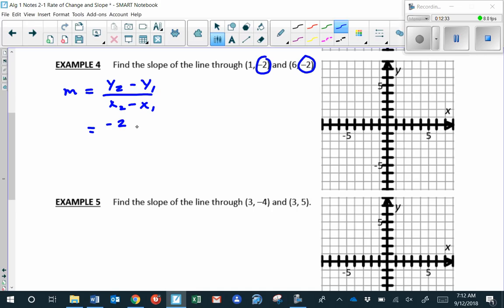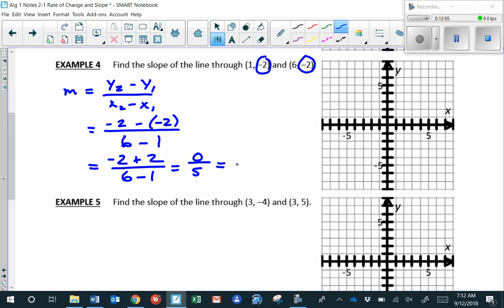So that would be -2 minus itself, -2. And then we'll subtract the x's on the bottom, 6 minus 1. -2 minus -2 is the same thing as -2 plus 2. So then that's going to give us 0 over 5. 0 divided by any number other than 0 is 5.